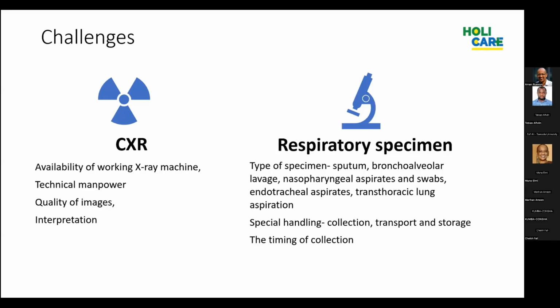And sometimes the images that are taken are of poor quality, making interpretation difficult for anyone, after exposing a child to unnecessary radiation. Respiratory specimens, on the other hand, are quite delicate to handle. First of all, they may be contaminated with organisms in the upper airway. And so you have to use invasive methods to get some of them, for example, bronchoalveolar lavage, or washouts, or endotracheal aspirates.